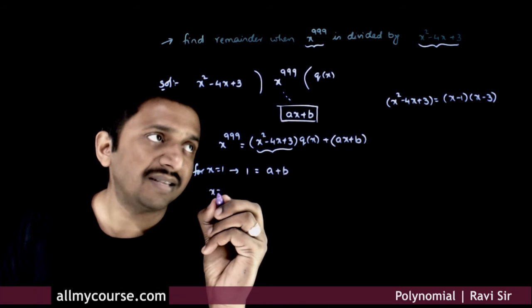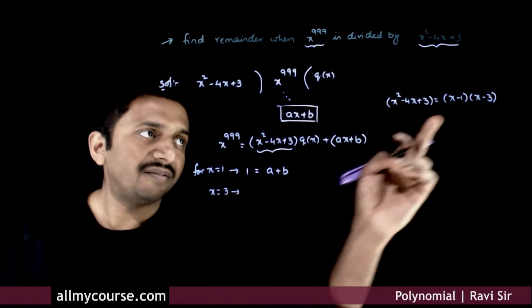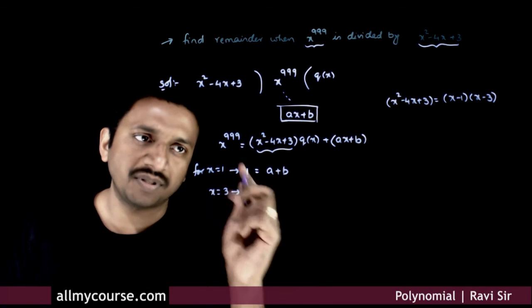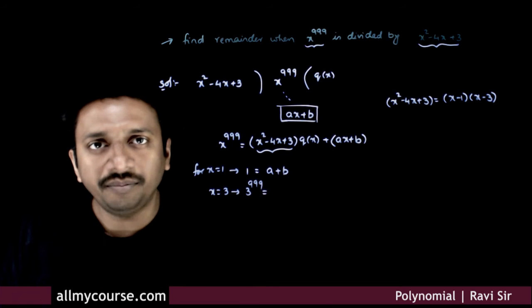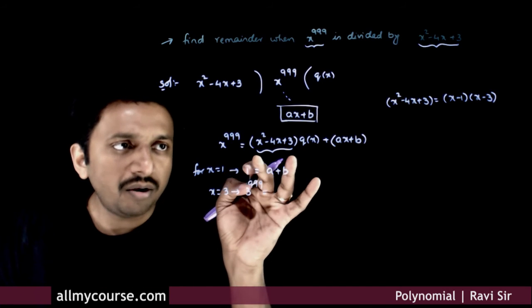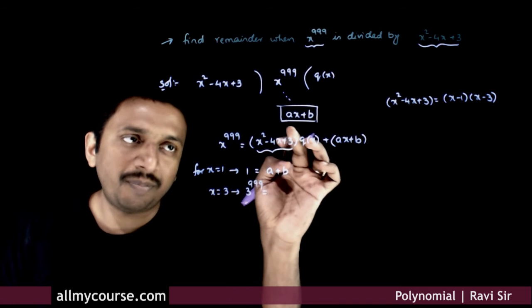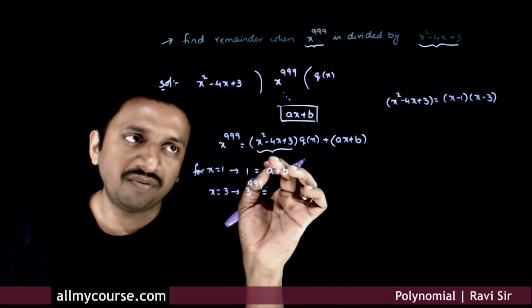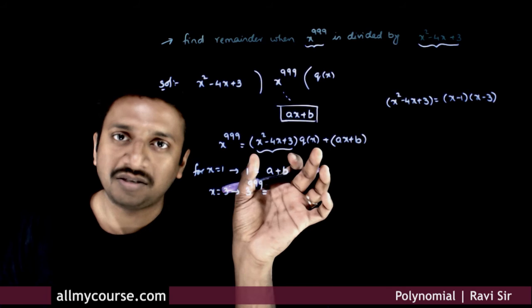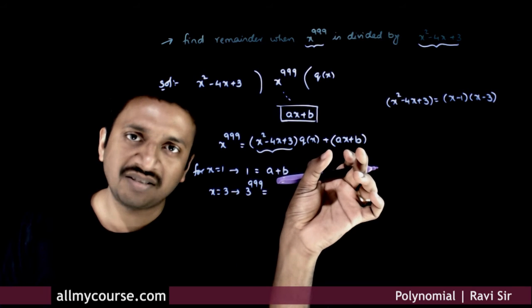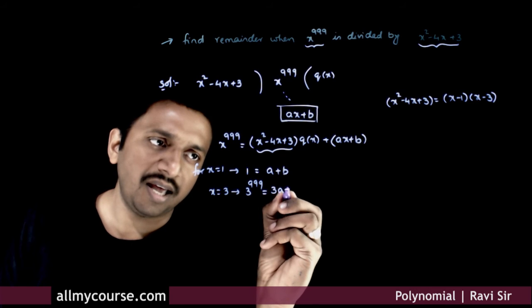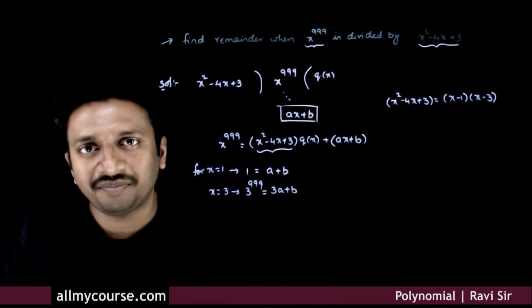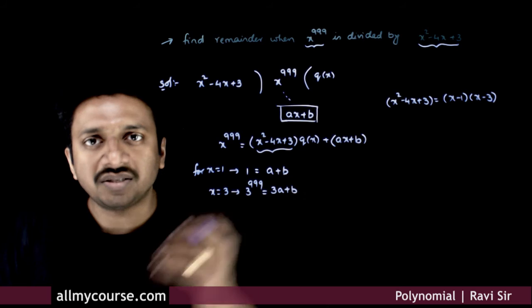Next, for x is equal to 3. For x is equal to 3, what happens? 3 power 999 is equal to, so for x is equal to 3, also this expression becomes 0. 9 plus 3 is 12, minus 12 is 0. So this whole expression vanishes. So you just have this expression, so x is equal to 3, so 3a plus b. Now you have two equations in a and b.